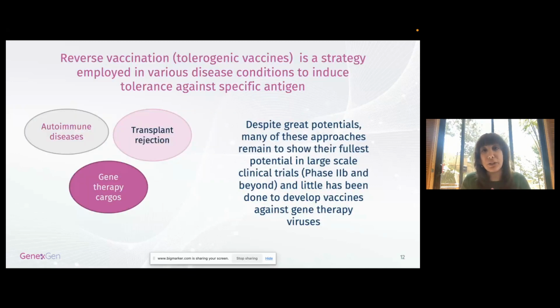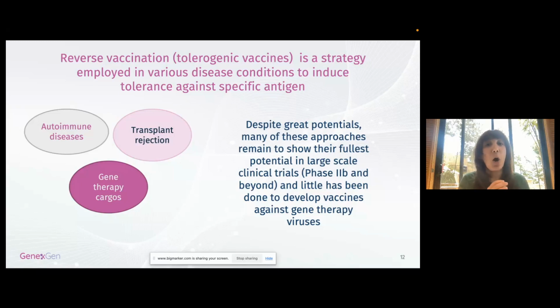And the concept of reverse vaccination has been used in various disease conditions to induce tolerance against specific antigens. We have seen that in the context of autoimmune diseases or transplant rejections, or even in the field of gene therapy to induce tolerance against the transgene that has been delivered, like factor 8 or 9 in hemophilia. But most of the time, these tolerogenic vaccines that have historically been produced rely on production of proteins. So you create peptides and deliver peptides to the patients.